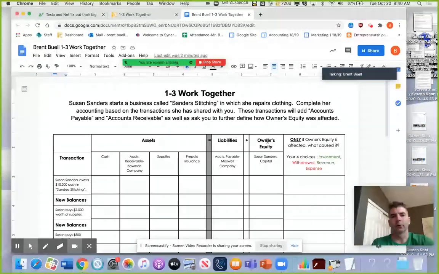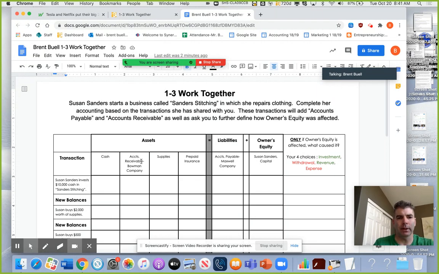was affected. So what I want you to notice first before we start is that the assets are here. The chart looks a little different, but it's the same idea. You have cash, you have supplies, you have insurance. And then there's a new one that we haven't covered, and that's why I keep saying it's so important to be here today. This one is called Accounts Receivable, Bowman Company. And over here, this one's called Accounts Payable, Maxwell Company. So one's accounts payable and one's accounts receivable.